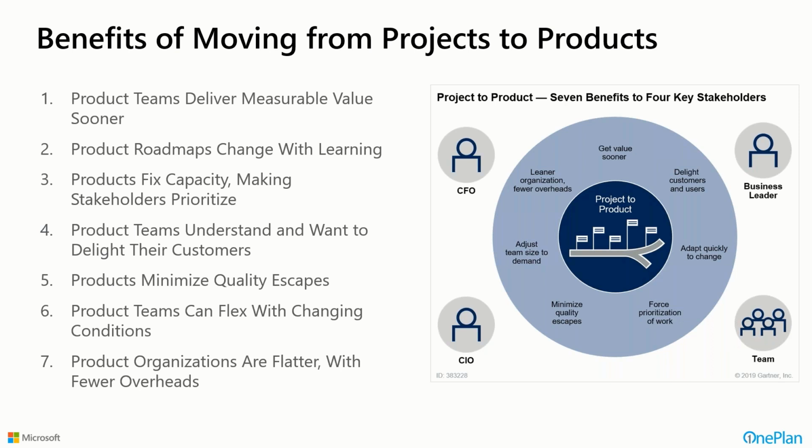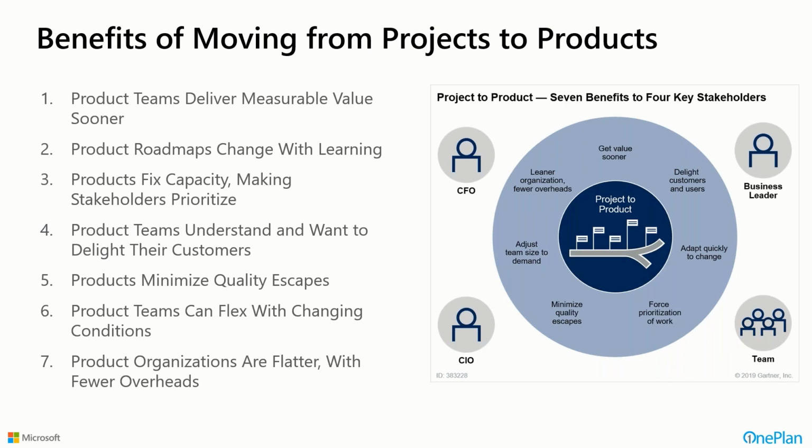We can end up fixing our capacity with our stable teams, and then make our stakeholders prioritize the things that they want first, so that we then fit into the capacity that we have, rather than overloading our capacity and delivering things suboptimally. Product teams also understand better, as they get closer and more specialized in what they're doing, of what they need to do to delight their customers and what's needed to make sure that they hit the mark.